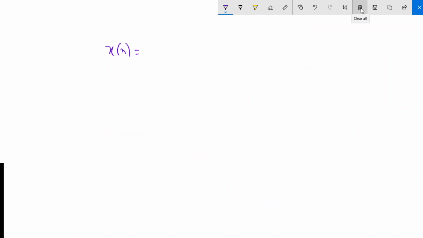x[n] is equal to, suppose, 2 cos(pi by 4 n plus pi by 2). You have to find the time period for this signal. So first you have to see what its frequency is. It is pi by 4.